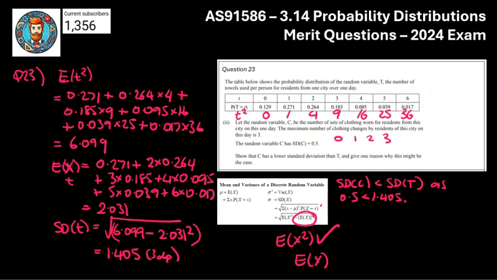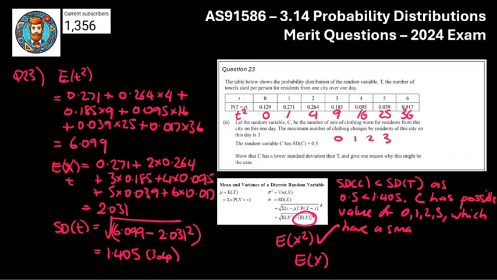So we're going to write that down. So we'll write C has possible values, oh gosh, I've run out of room there, possible values of 0, 1, 2, 3, which have a smaller range than T of 1, oh sorry, it should be 0, right? 0, 1, 2, 3, 4, 5, and 6.